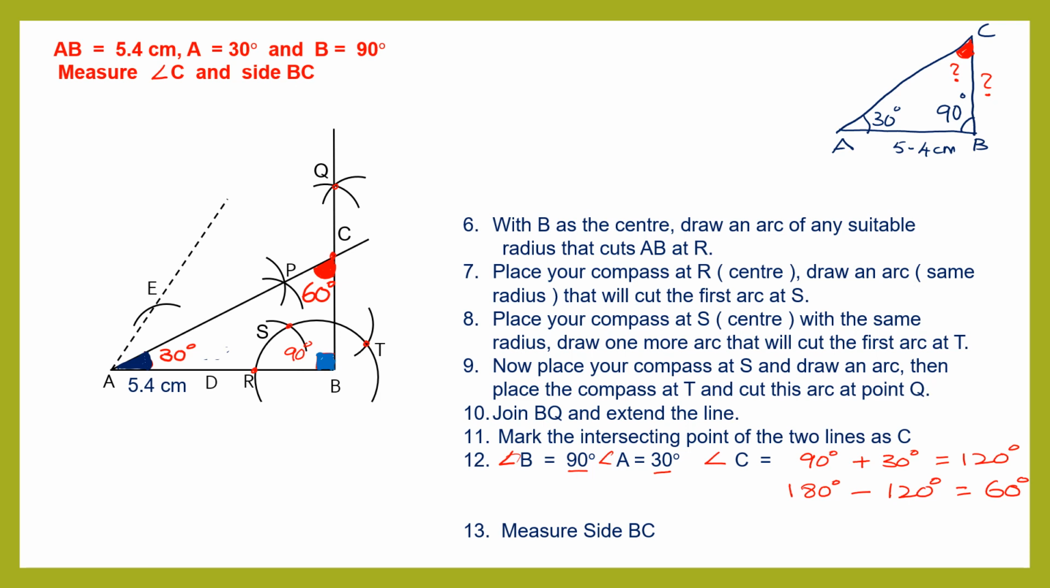And the last part of the question is measure side BC. So take your ruler, place it on B and C here and find the measurement of BC. BC is approximately 3 centimeters, but use your scale and get the exact measurement. So this is the triangle, the one shaded in pink. The triangle so obtained is the required triangle. So we've got ABC with all the required measurements.